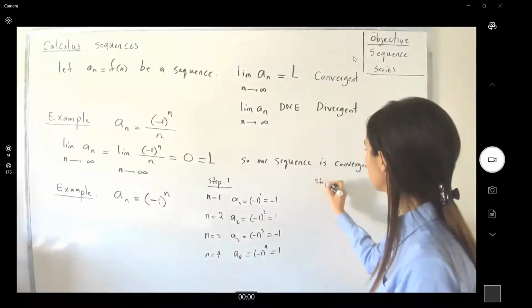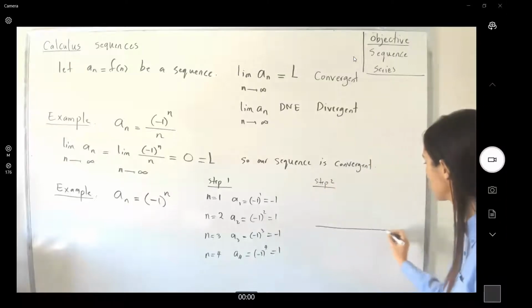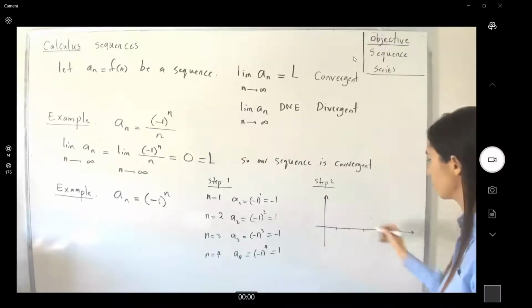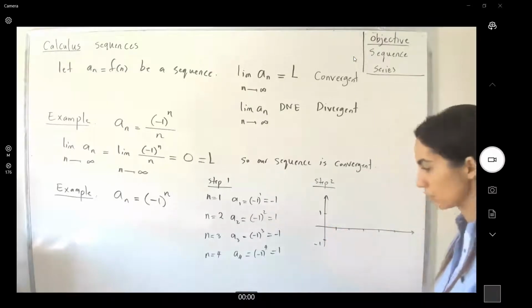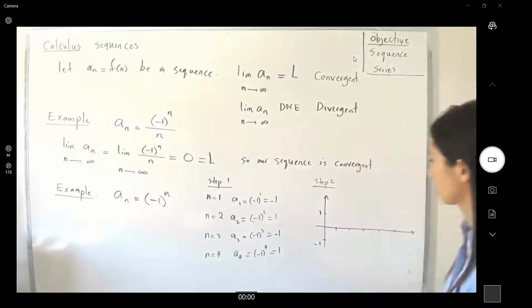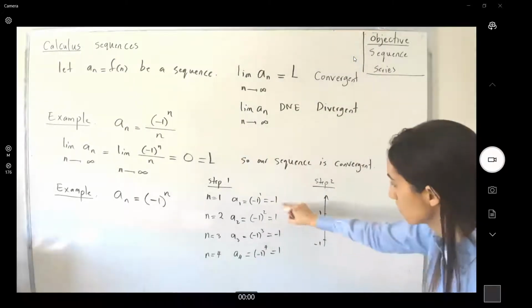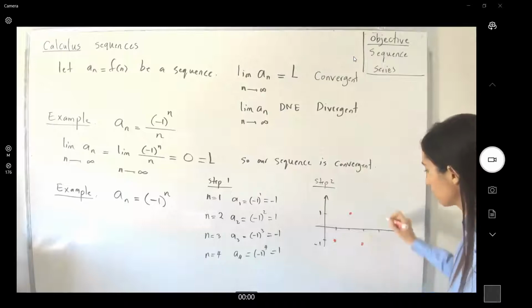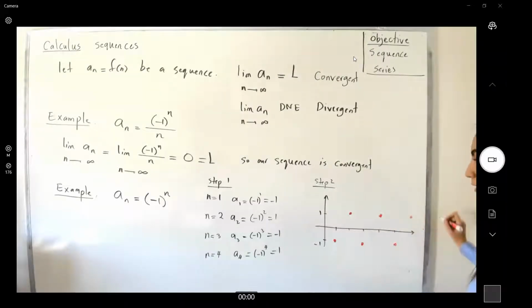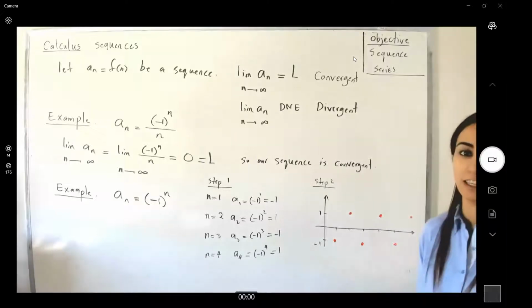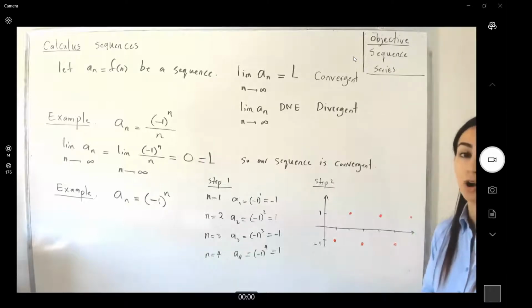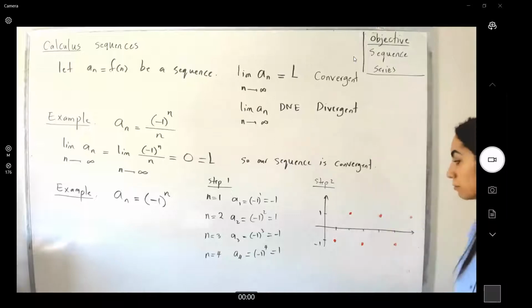Step 2, graph it. Let's take a look at the graph. 1, 2, 3, 4, 5, 6, and -1 and 1. The terms of the sequence, the y values. When n is equal to 1, you get -1. When n is equal to 2, you have a +1, 3, -1, +1, -1, +1, and so on. Well, what's the limit? It seems like if n is even, the limit is 1. If n is odd, the limit is -1. So I don't get a unique number. It's oscillating between two values.